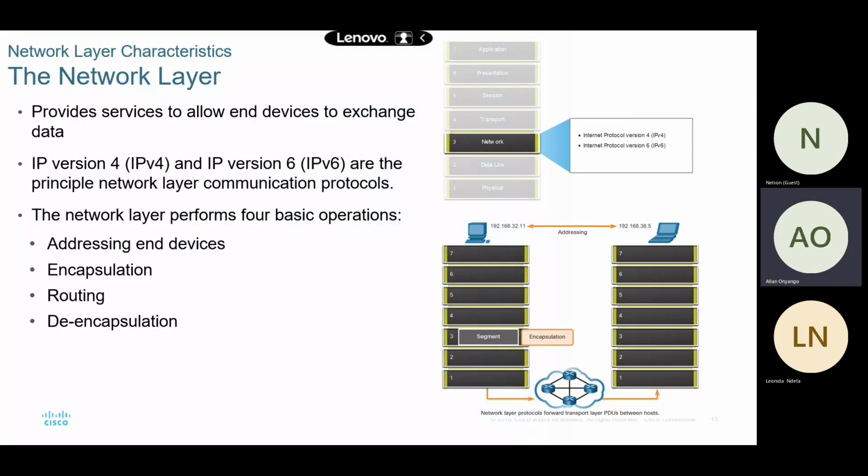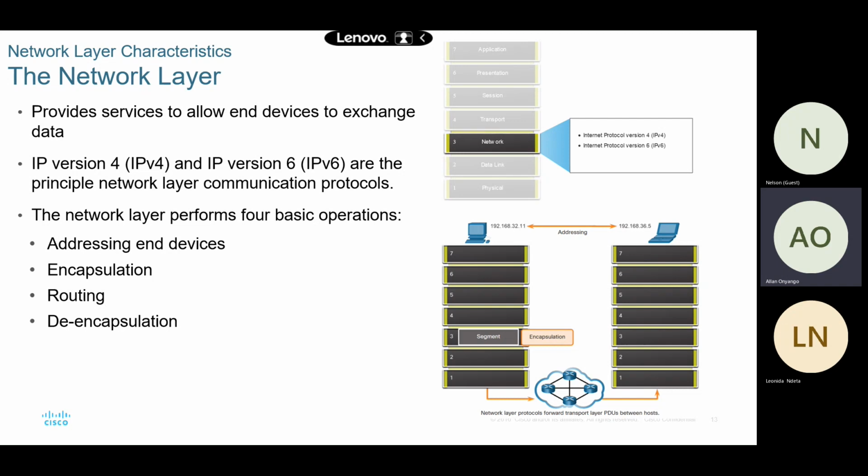And to start us off, the network layer basically provides or allows end devices to exchange data. Very important. And 2 versions of it, version 4 and version 6. And these are the major network layer communication protocols found there. So they perform the following functions. They perform addressing of end devices, assignment of IP addresses to the end devices, making the devices to be identified within the IP protocol. All right.